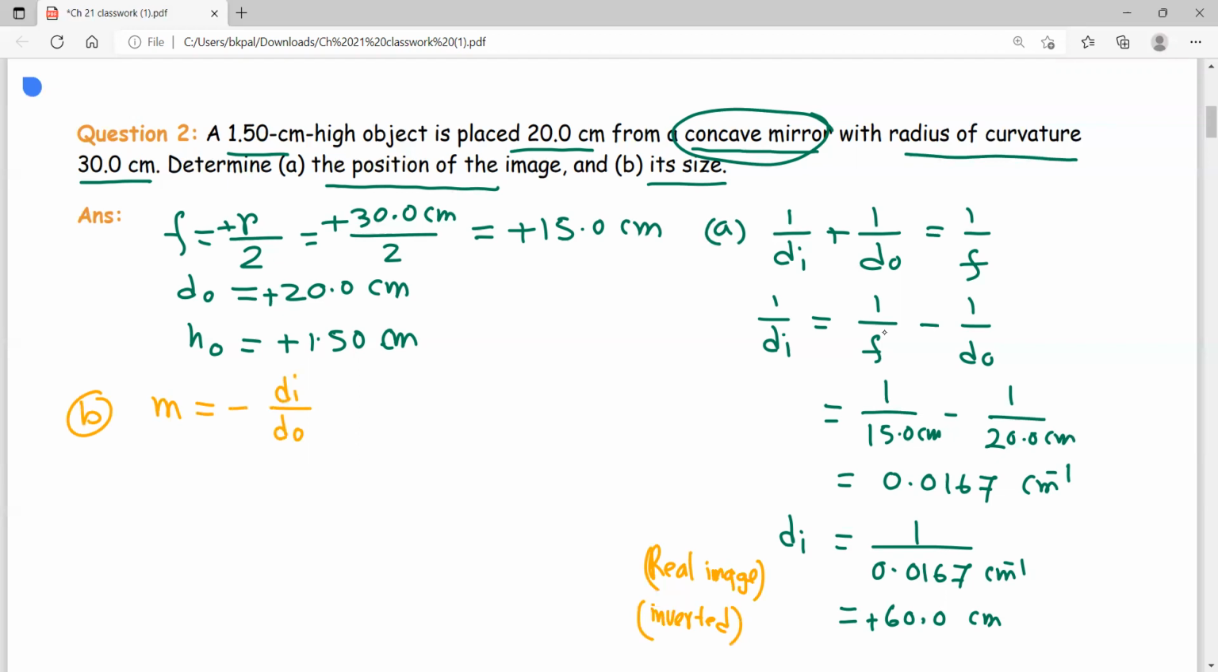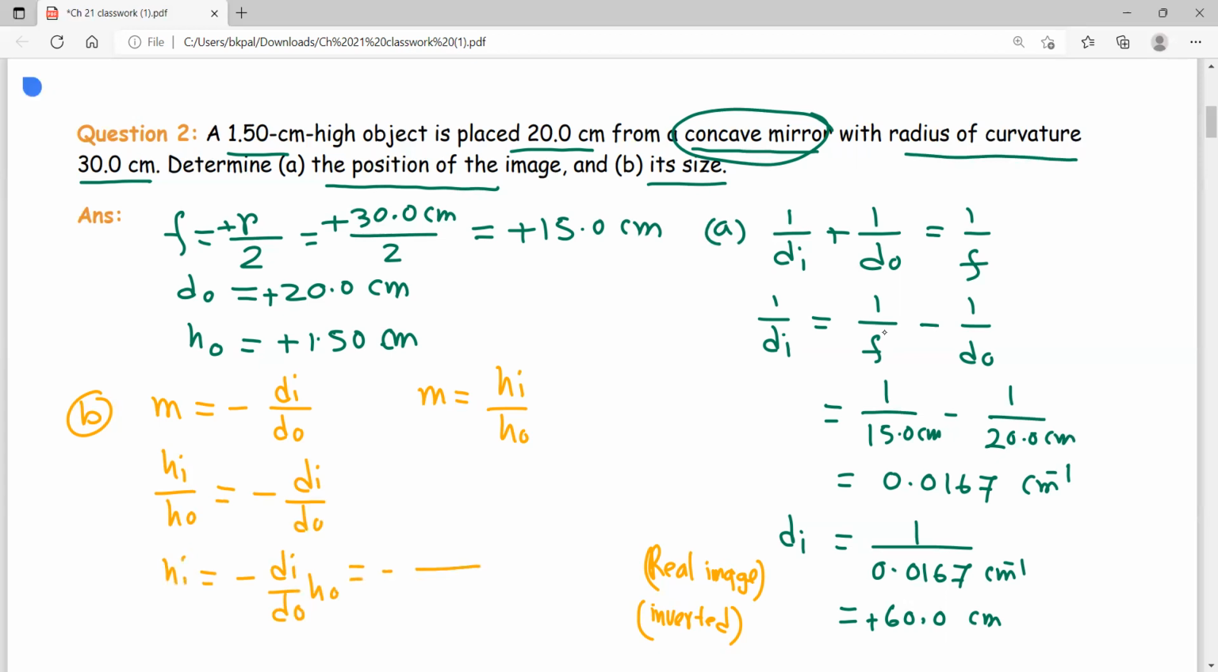And then we will be using m equals hi over ho. I think we can combine these two equations together and get the image height. So we have to calculate hi. So hi is minus di over do times ho.